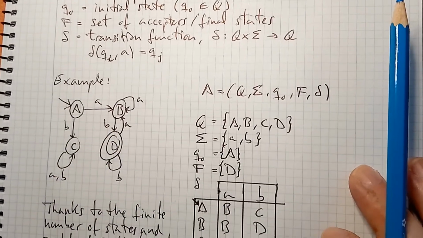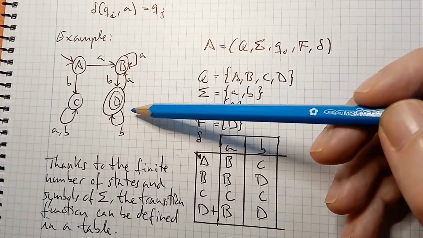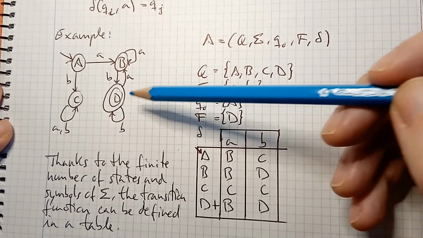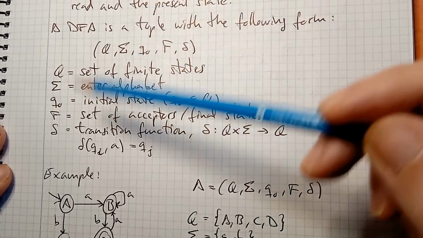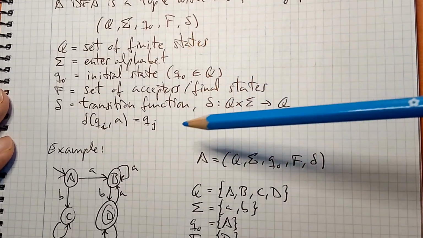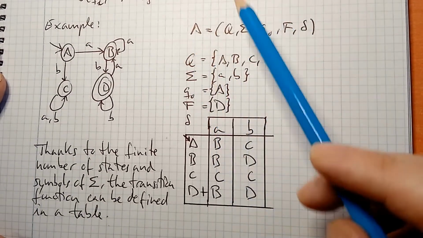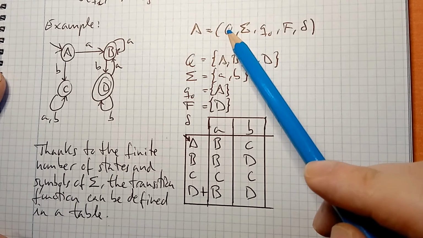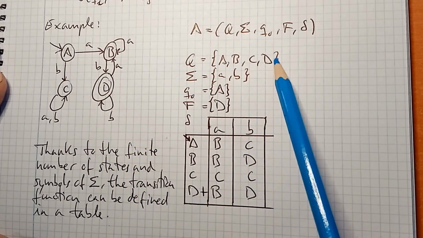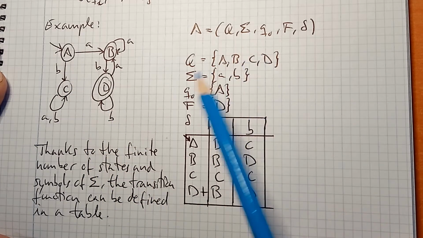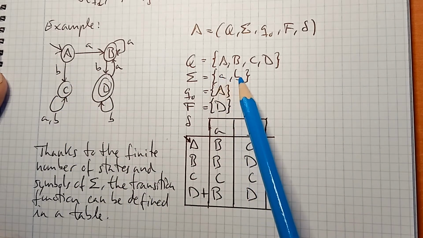For example, this is the last automata we have seen, and then how to find all the information of the tuple that defines the automata. This is called A. Q is the set of states, the names of the states, sorry: A, B, C, and D. Sigma is the alphabet. The alphabet is A and B, the symbols, A and B.